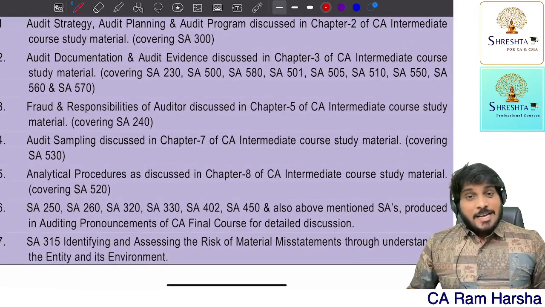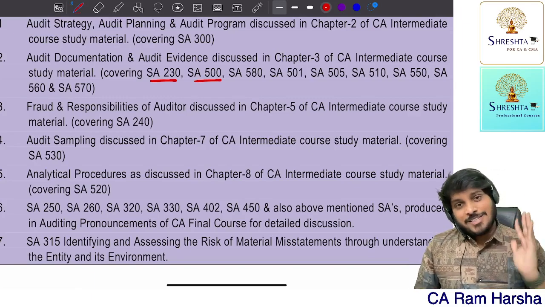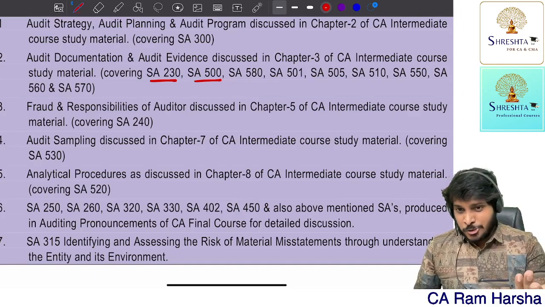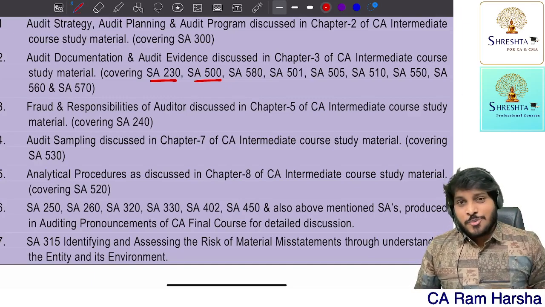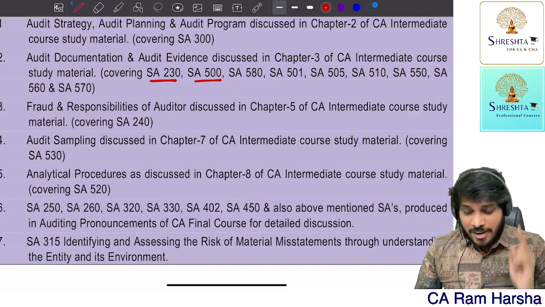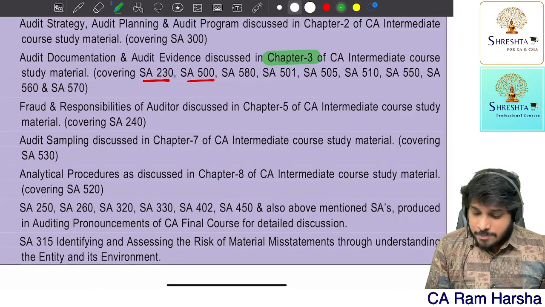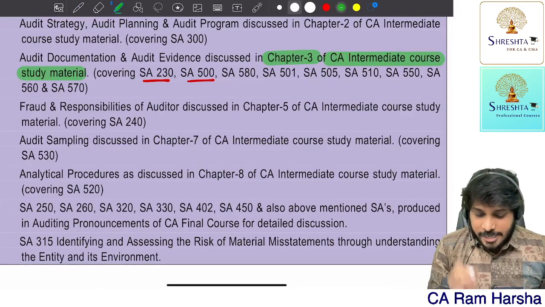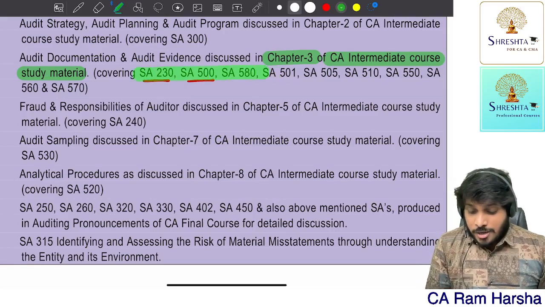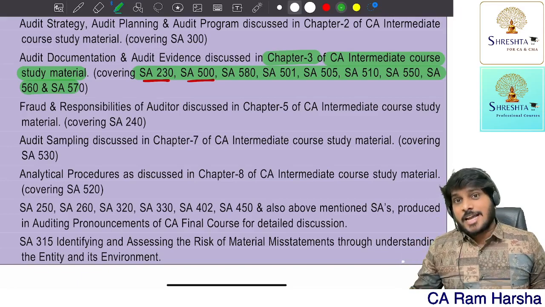Some students ask me, sir, should I read SA 230 and 500? And they show me a two-page document. Some show SA 230 in 2 pages, some show SA 500 in 2 pages. And I'm worried. SA 230 and 500 are not two pages. What the CA final material says is, refer chapter number 3 of the CA intermediate study material. For all these standards, not just 230 and 500, for all of them.